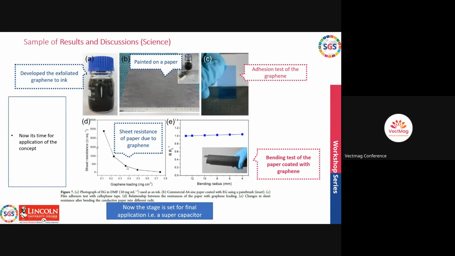And then after they have completed that, they are actually testing how the bending radius of the paper is affecting the conductivity of the overall sheet. So they have set the parameter at about 1 ohm per square, and then they started doing the bending test. So this is the final set for the paper.